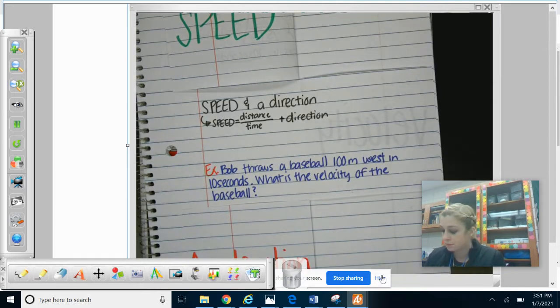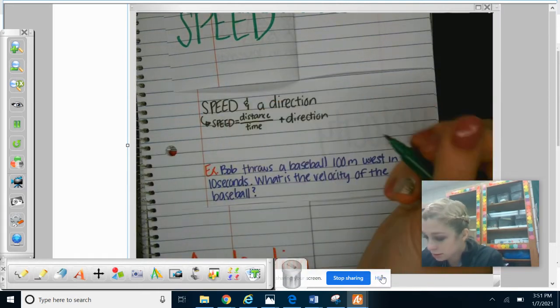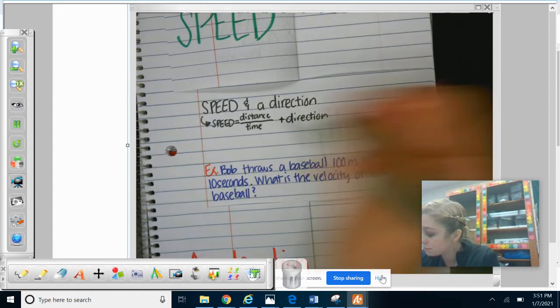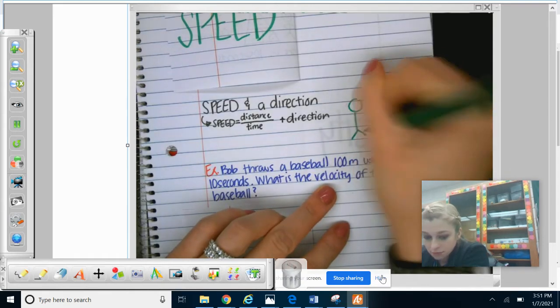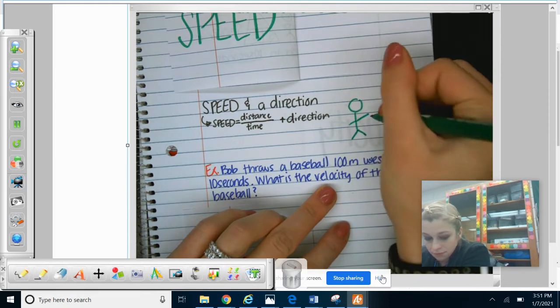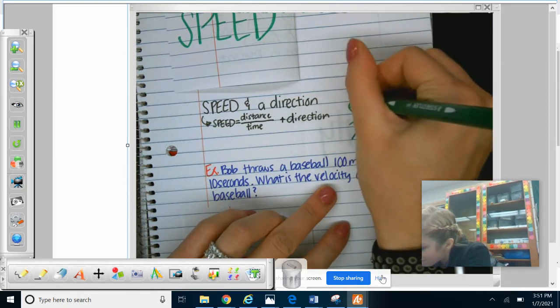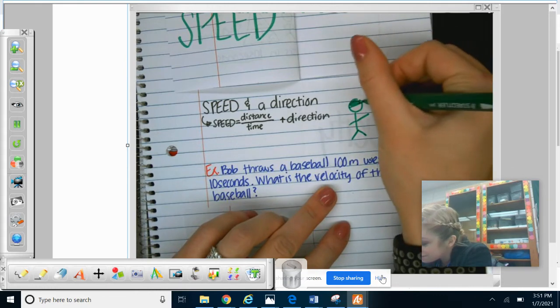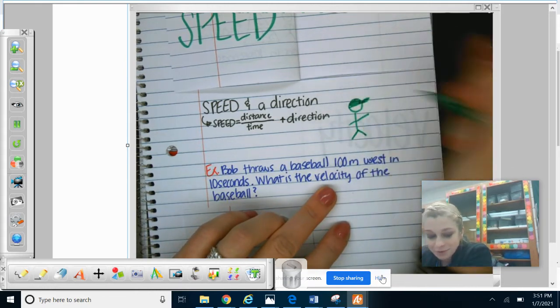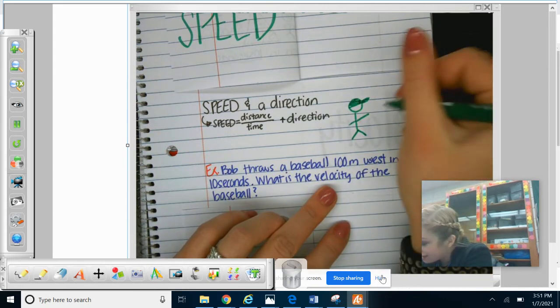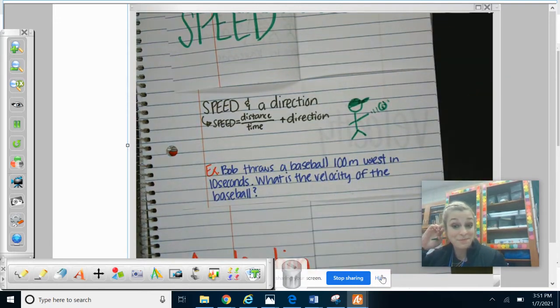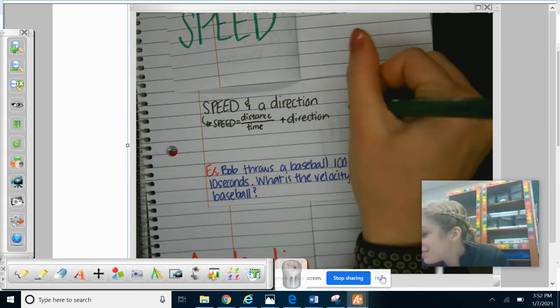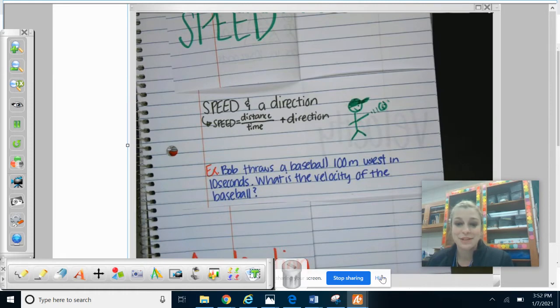All right, so let's put Bob over here. Give Bob a baseball cap because he's throwing a baseball. Oh, that's my baseball cap. And there's my baseball. Oh, that's a little rough. Let's give him a smile still. Bob's still got a big smile. Okay, Bob's throwing a baseball.